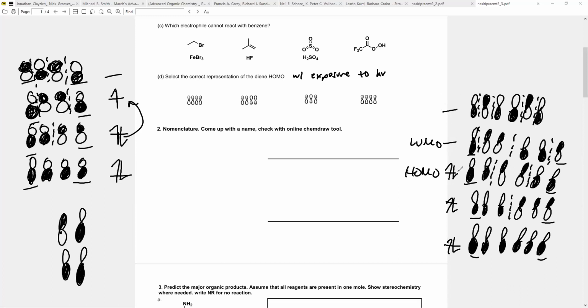So HOMO, LUMO, this is the triene. If I did HV, then this would be the HOMO, this would be the LUMO. And then, yeah, cool. Trying to think, is there any other one that might be worth doing just to do it? Oh, I guess yeah, there actually is one that's worth doing.